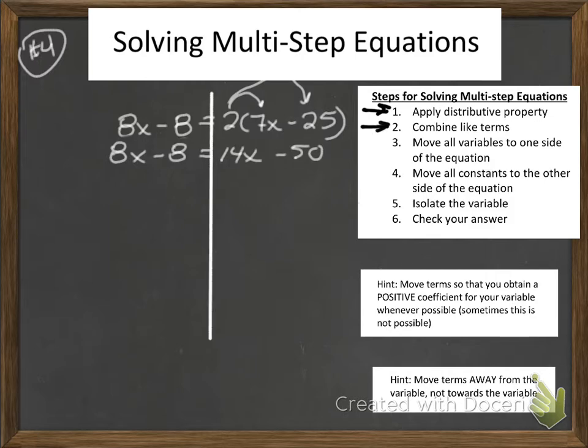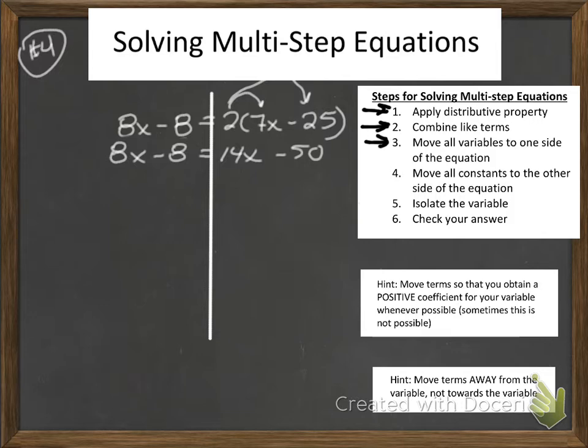So then we're asked to combine like terms. Remember, this only applies to terms that are already on the same side of the equation. If we look on the left side, there's only one x term, and on the right side, again, there's only one x term. Since these are on opposite sides of the equation, they are not considered like terms that can simply be combined. Similarly, I have a negative 8 on the left side and a negative 50 on the right side. They are on opposite sides of the equation right now, so I cannot simply combine them. So I can't do anything with step 2.